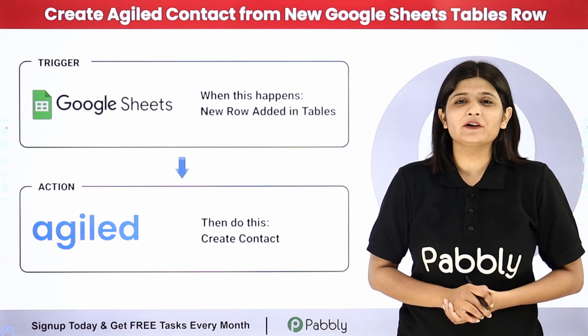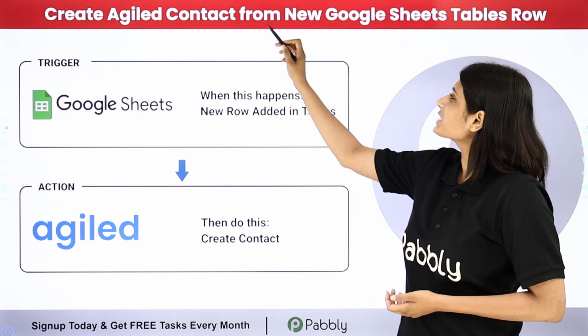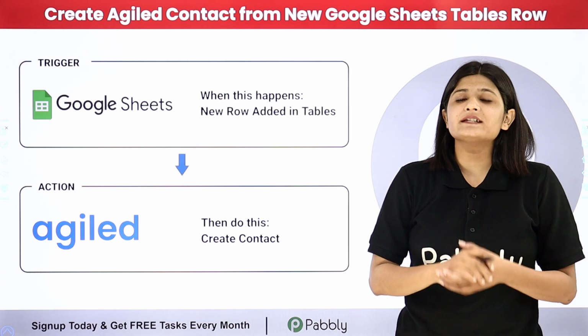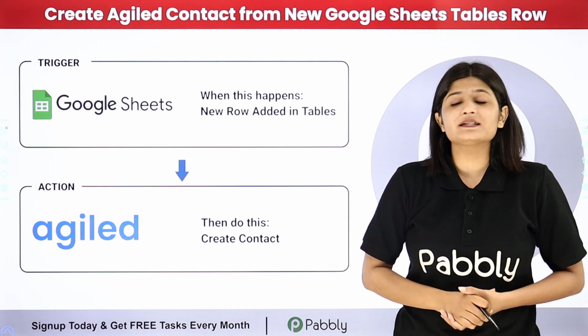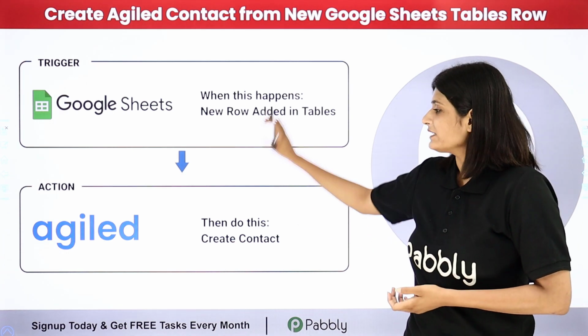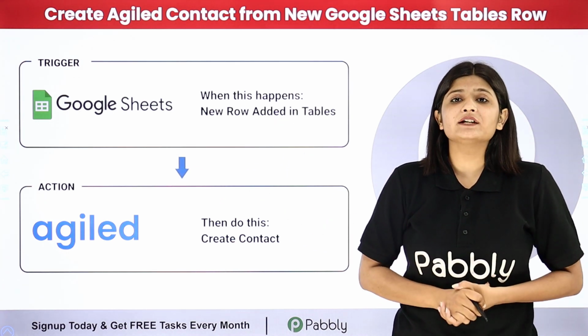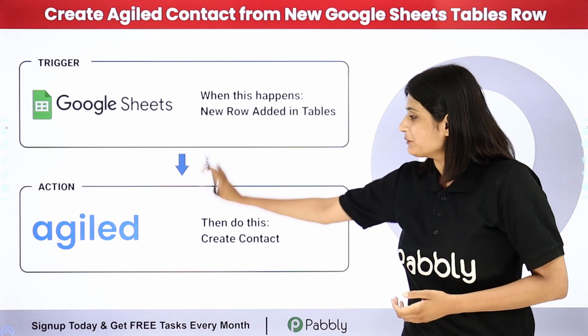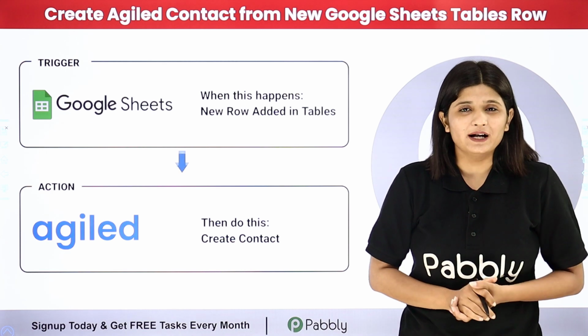So in this video we are going to learn how to create an Agile contact from a new Google Sheets table row. So let's suppose I am in the sales department and collecting all my customer information in my Google Sheets tables and then creating contacts in Agile. But now I want that whenever I add a new row in the Google Sheets tables, it is automatically sent to Agile and the contact is created automatically.